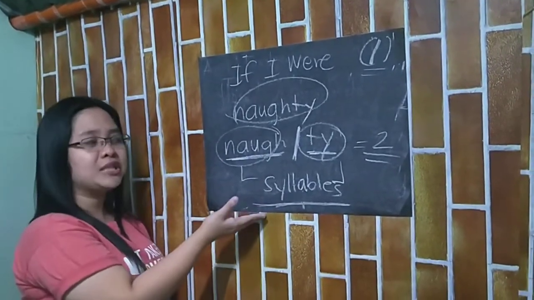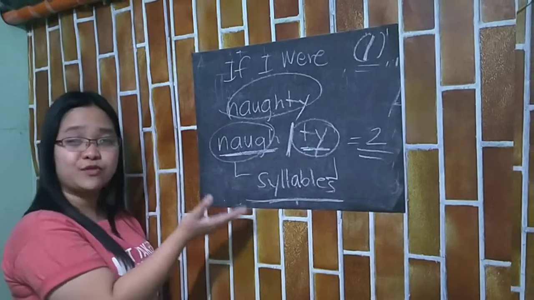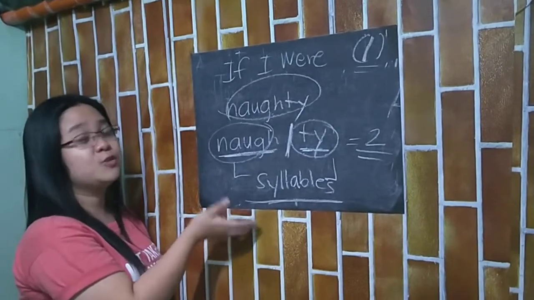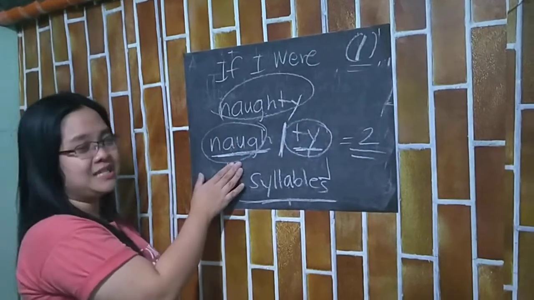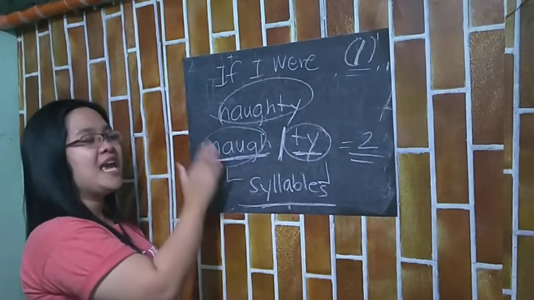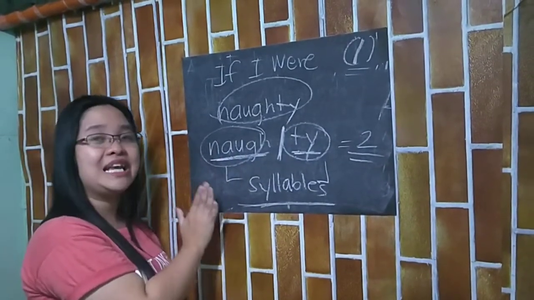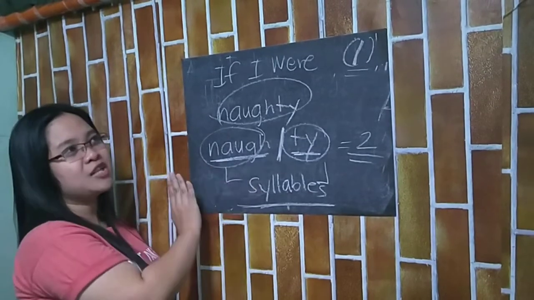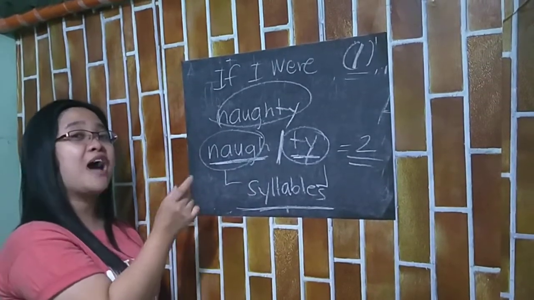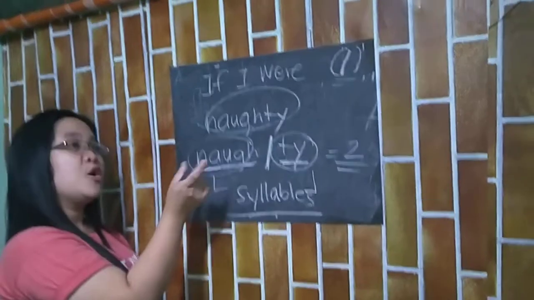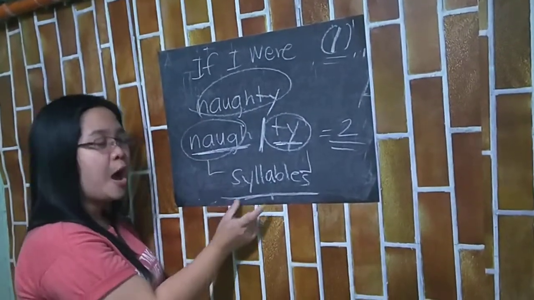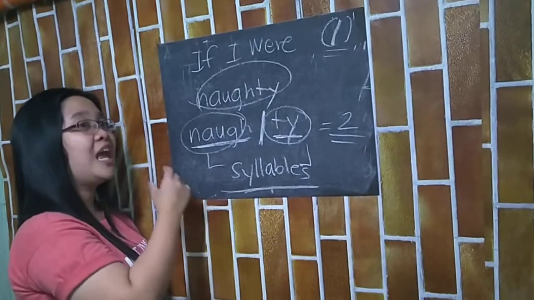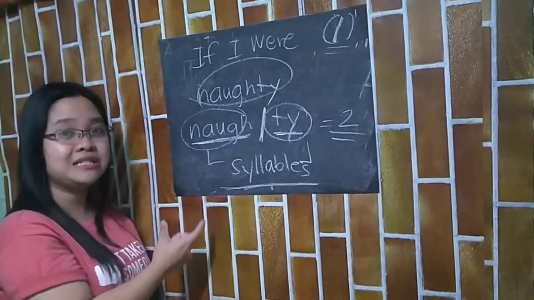Is it important for us to know the syllables of the word? Yes, of course. It is very important. Why? Because through this, as you can see, we can read the words easily. Because if we go back to our example, the word afternoon, we were able to read the word afternoon slowly, part by part, which enables us to read it easily.